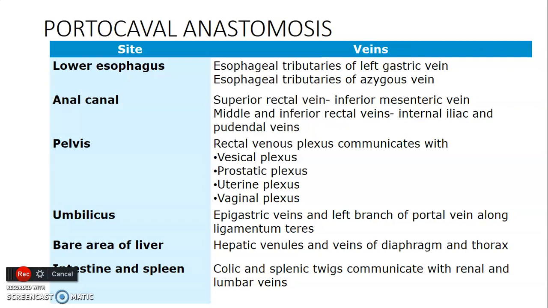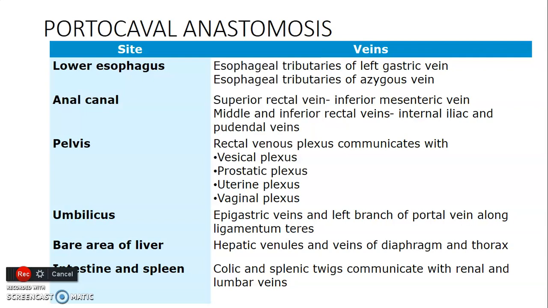At the anal canal, superior rectal through inferior mesenteric vein to the portal vein, while inferior and middle rectal veins go to internal iliac and pudendal veins and eventually to the inferior vena cava. Within the pelvis, we have rectal plexuses that communicate with vesical plexus, prostatic plexus, uterine plexus, and vaginal plexus. The rectal venous plexus have a communication with the portal vein, while the rest communicate with the inferior vena cava.